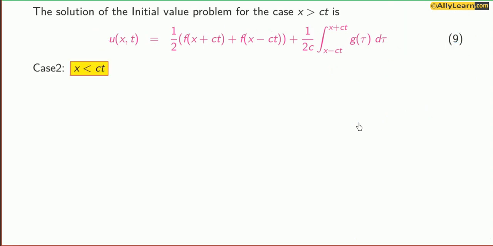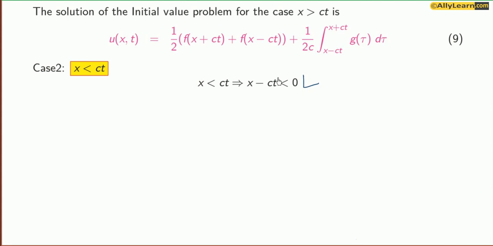So in case 2 we have that x is less than ct, which implies that x minus ct is negative. So what problem this will be causing is that the domain of f and g is non-negative real numbers. So when f of x minus ct and g of x minus ct come into picture, that creates a problem, as f and g are not defined on negative real numbers. So we have to follow a slightly different approach, and that will be using the free end condition.